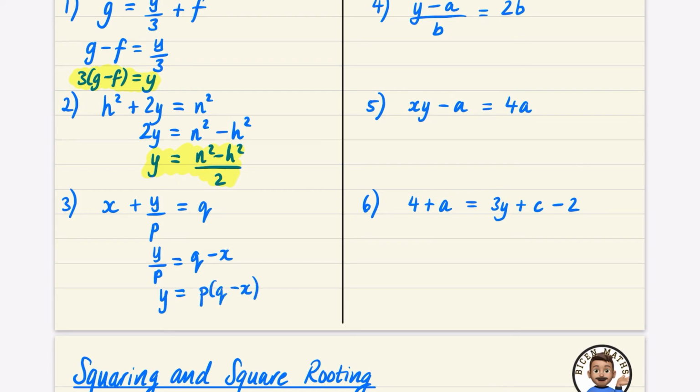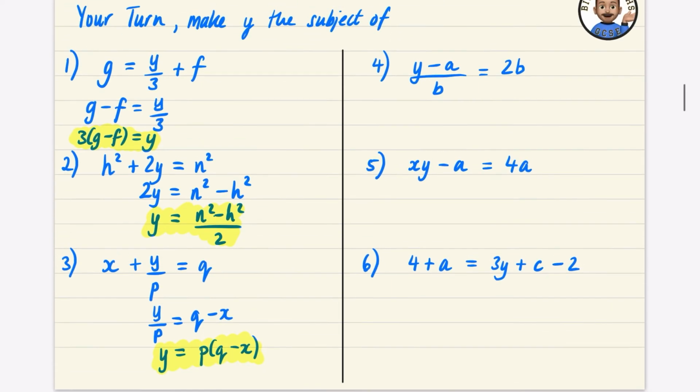Obviously, you could write q minus xp, but we usually put the factor at the front of it. And if you wanted to expand the brackets, you could do. So you'll find sometimes there are alternative versions, but they do end up with the same thing.